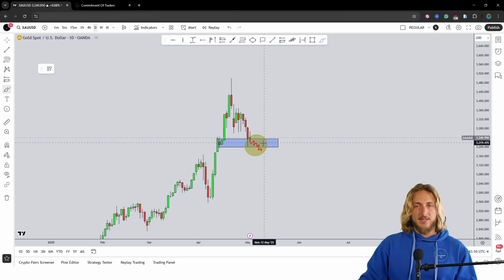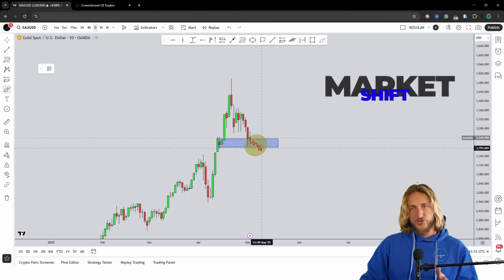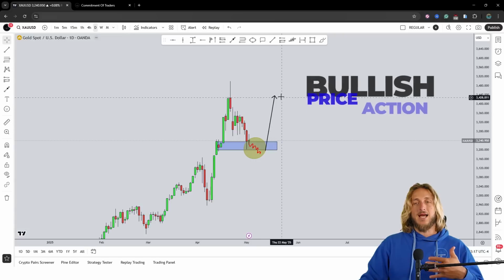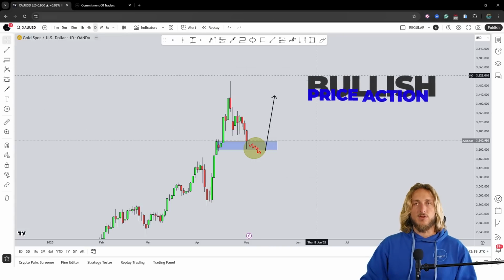Therefore, what I would expect is that if this market would shift from an intraday bearish to a bullish market, I wouldn't be surprised to see a potential rejection to the upside away from this level. That definitely wouldn't surprise me.